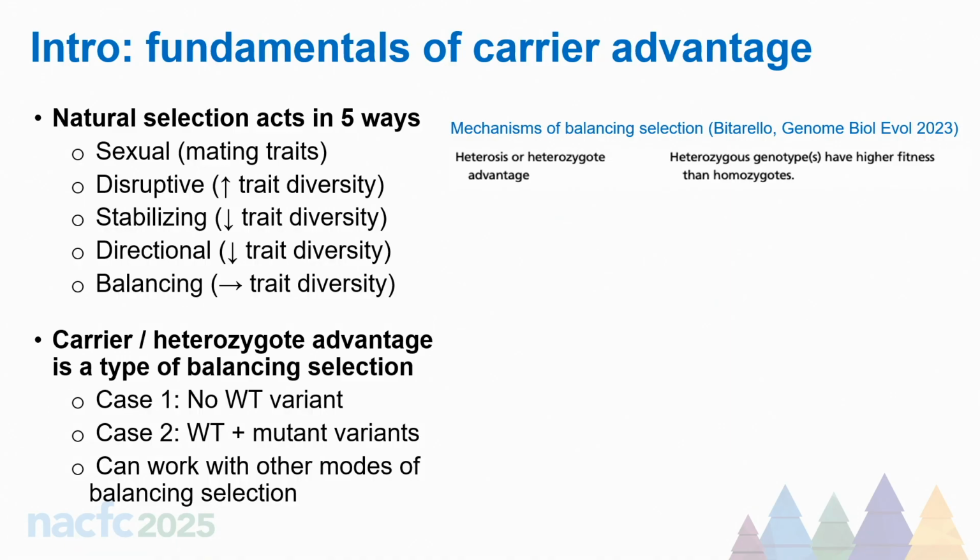You have a second case where you have a clear wild-type variant and some mutant variants. That's the case of hemoglobin beta we're going to be talking about, and arguably that's the case of CFTR as well.